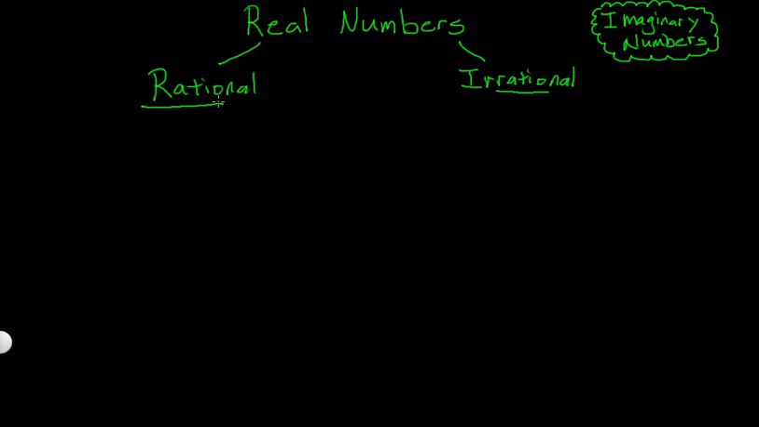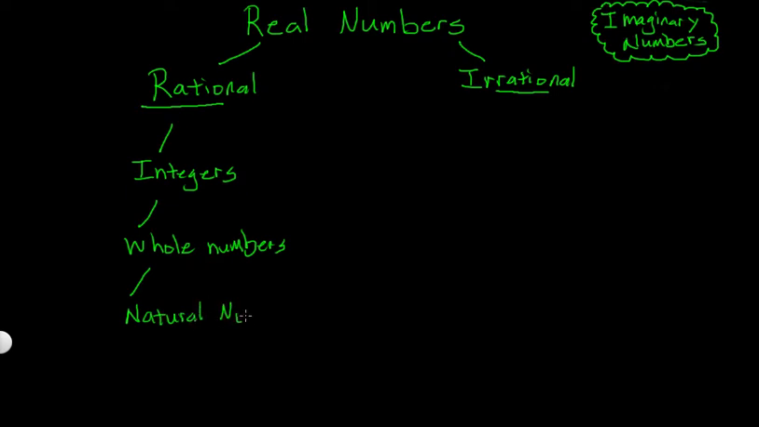So we further divide rational numbers into more categories. The first category of rational numbers is known as integers. A subset of integers is known as whole numbers. And another subset of whole numbers is what are called natural numbers. All right? So we can give some examples of each of these.